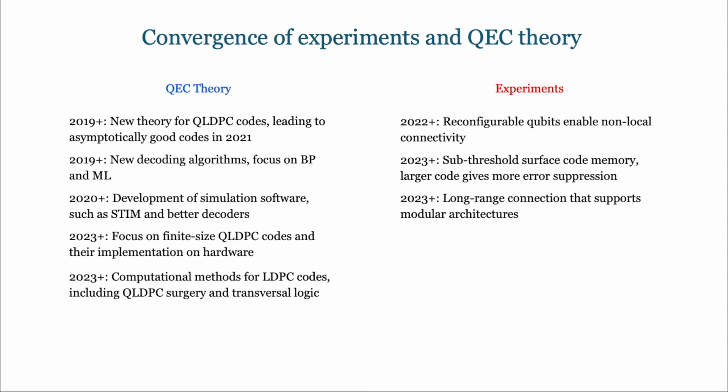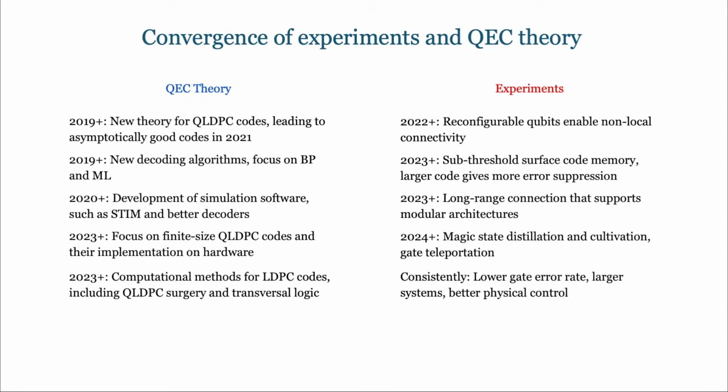Also in 2023, we see long-range connections that support modular architectures, which is important for most of the hardware platforms. In 2024, we see demonstration of magic state distillation and cultivation, and later gate teleportation, consumption of magic states. And consistently, we're seeing lower gate error rates, larger systems, and better physical control of our qubits.